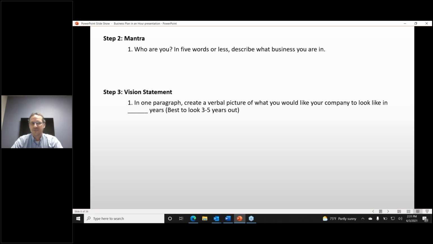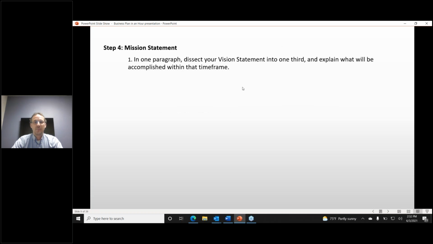The third step of the strategic plan is to come up with your vision statement. Vision statement and mission statement oftentimes get confused or flipped. For the purposes of this presentation, the vision is what does your business look like 3 to 5 years out? Your mission statement is going to be what are you going to do in the next 1 year to get 1/3 of the way to accomplish your vision.